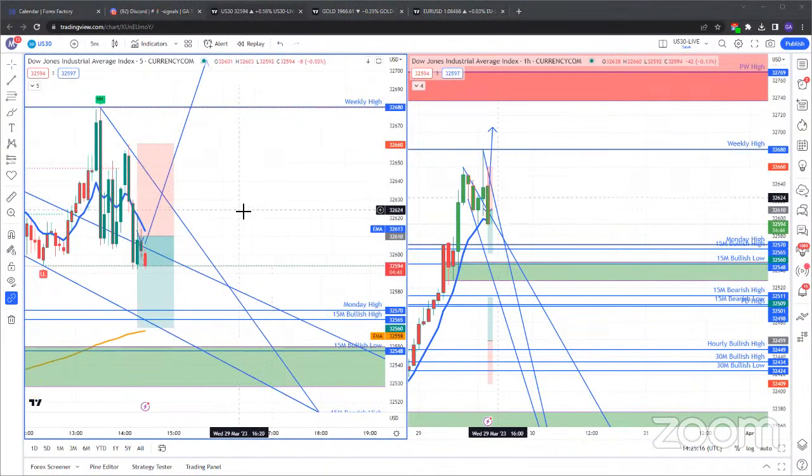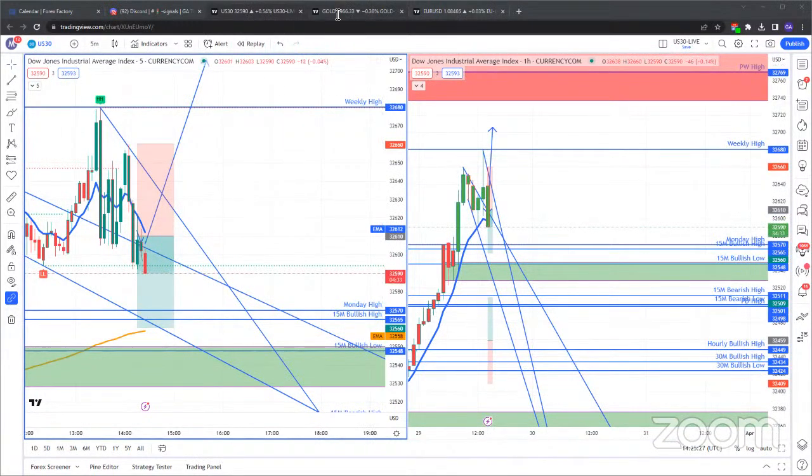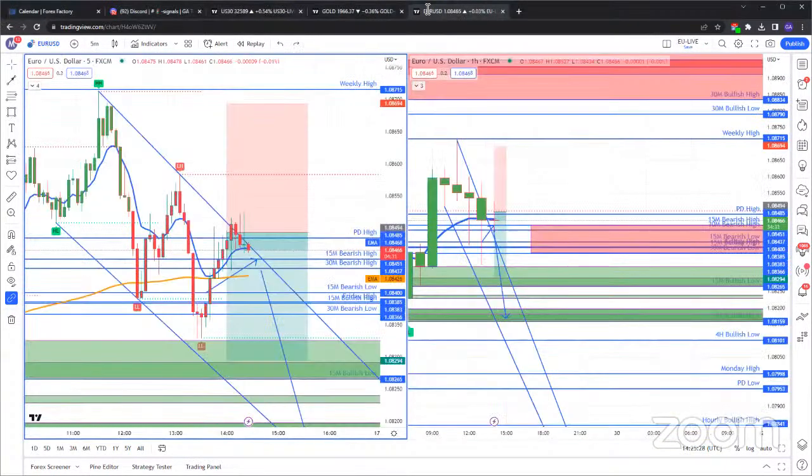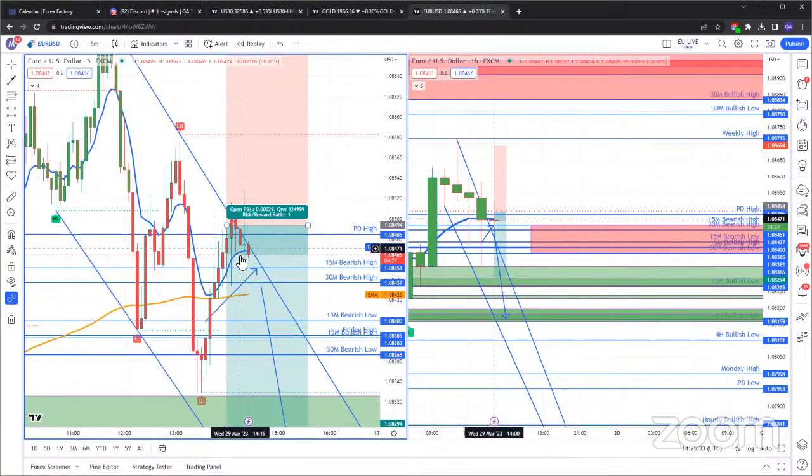And there you go, another pretty much no drawdown trade. It is up almost 20, it's going to 15 pips profit. Perfect. And EU is coming back down. This is what I want to see. Such a candle shows that there are sellers here. There you go.